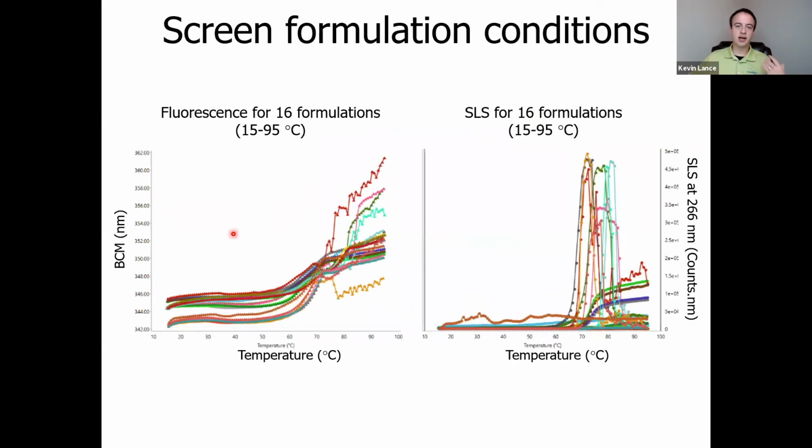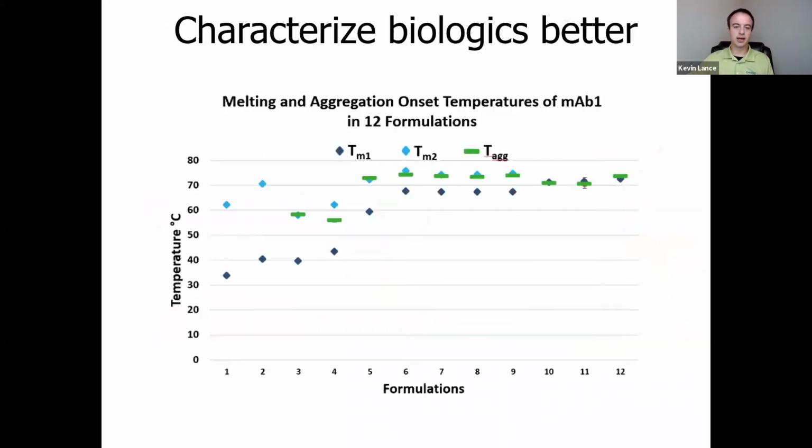So that's an example of how we can understand aggregation and melting temperature and start to look at the different behaviors that happen for different proteins in different formulations, and then start screening conditions, eliminating the worst ones and advancing only the best candidates further down our pipeline. That's why we end up with data that looks something like this as we screen more and more formulations, both for unfolding by fluorescence and SLS for aggregation. Then we begin to plot them and understand which ones have the highest melting and aggregation temperatures.